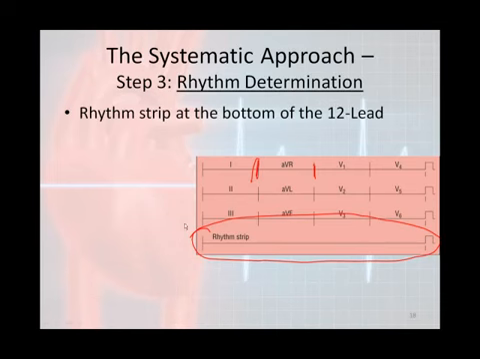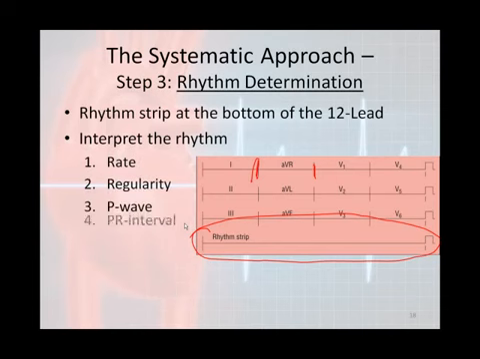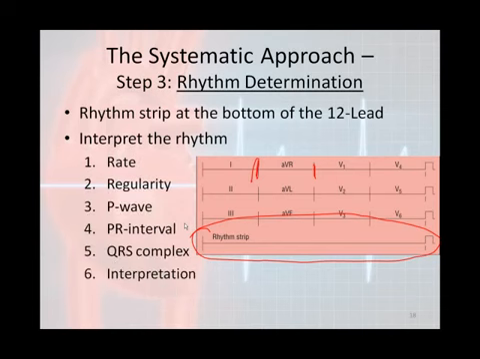But whenever you do actually have the interpretational process, what you're going to do is look at the rate, regularity, the P wave, the PR interval, the QRS complex, and then that will all hopefully help you interpret what your rhythm is.